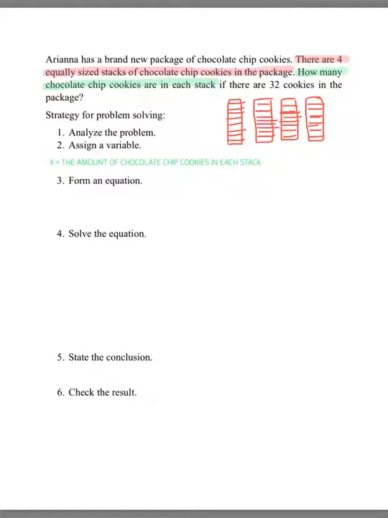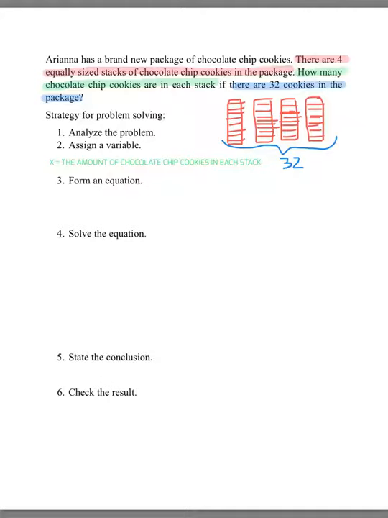And what else do we know? Well, we know that there are 32 cookies in the package. So there are these 4 stacks, and we know that combined in total, there are a total of 32 cookies. Any thoughts on how many should be on each stack if there are 4 stacks that are equally sized and a total of 32 cookies? Some of you may already be thinking of the correct solution. If you got 8, then you're correct.